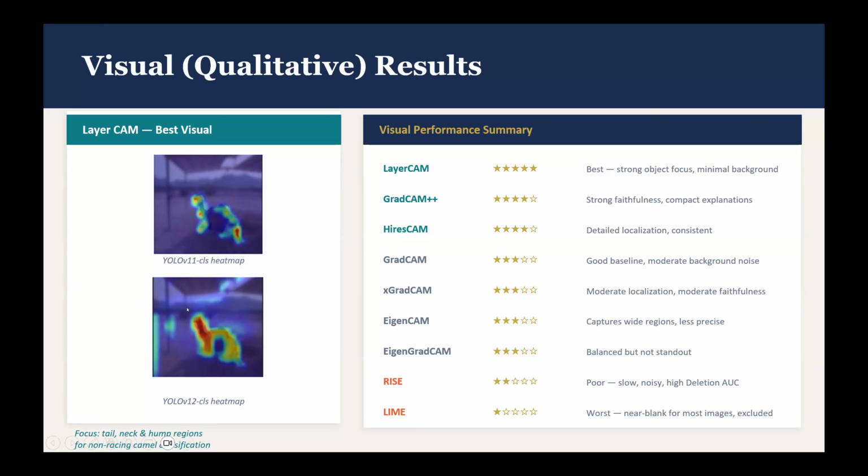In the second image, we can see there is an issue, there is an interference with the background. This reveals that these ones have the highest effect to determine the class of the camel, but there is an issue with the background, which is why YOLO v12 was considered to have noise. YOLO v11 was more constrained with the mask.